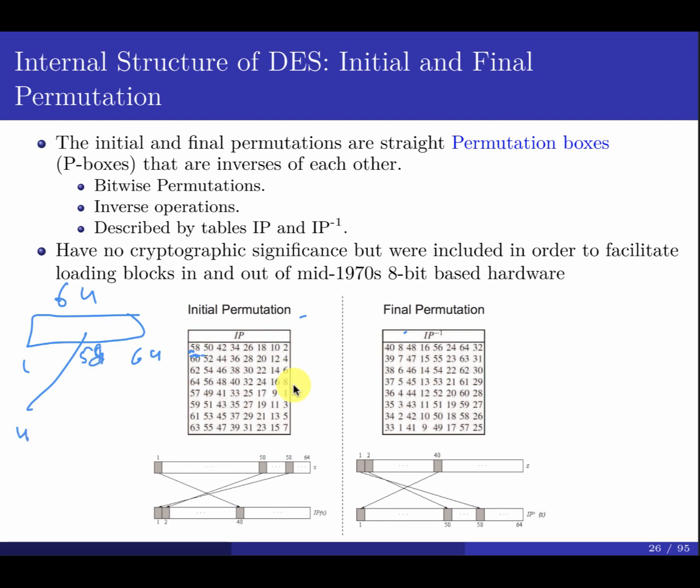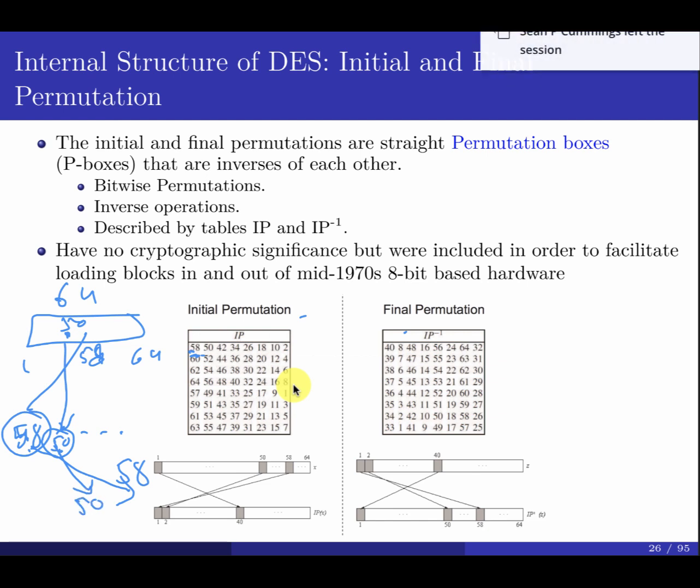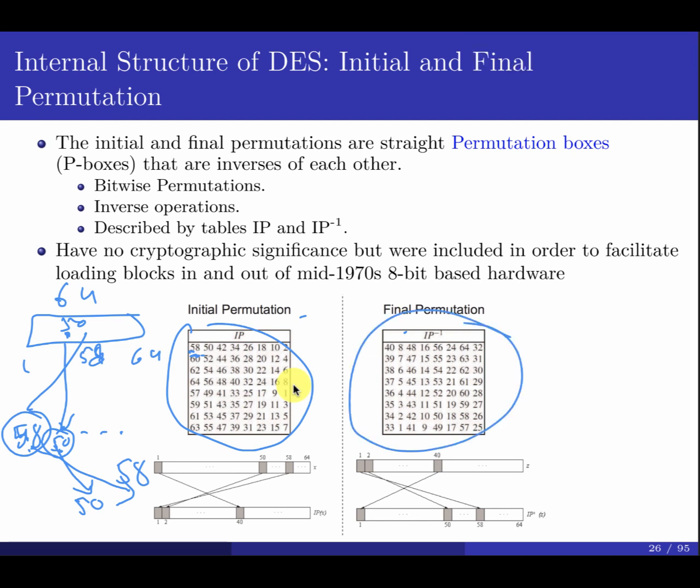Put the first bit here. Then after that, take the bit number 50 and put it here. Later when we finish the encryption, we need to reverse the operation. Whatever you have as the first bit here, which was bit 58, move it back to location 58. Whatever you have as the second bit, which was bit 50, move it back to bit number 50. So that's why we have one table and we have another table. We call this a straight permutation box. Make sense?